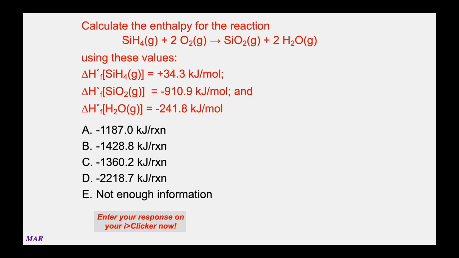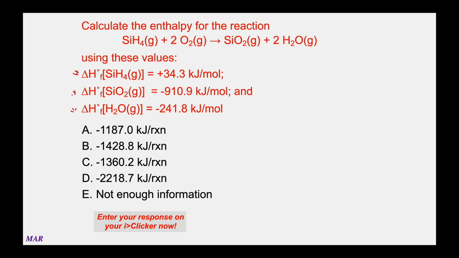This is a reaction where we're taking silane, SiH4, reacting it with oxygen to make silicon dioxide and 2 waters. And it gives you some delta HF, some heats of formation values there. What I'd like you to do here is calculate the enthalpy for this reaction using those values. And for this kind of process, the enthalpy of the products minus the enthalpy of the reactants is what you want to do. And you can use these numbers here.